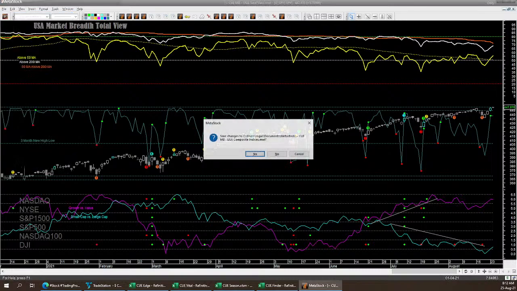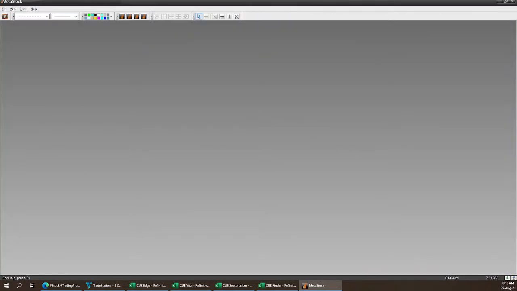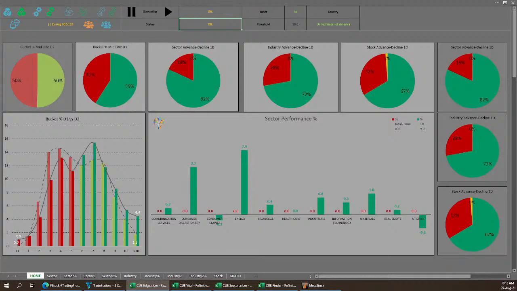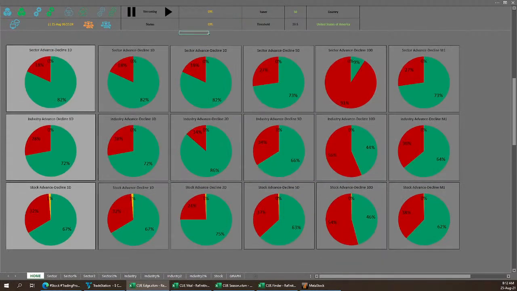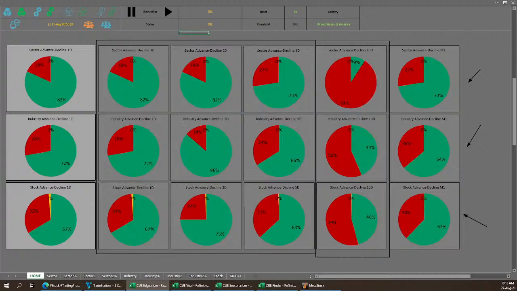I mentioned that there was broad market recovery last couple of days. We can find that out from QH. Sector, industry, stock advance decline. The 1 day, 2 day and 5 day periods are now bullish. 10 day period still continuing to be bearish. 1 month period is bullish.